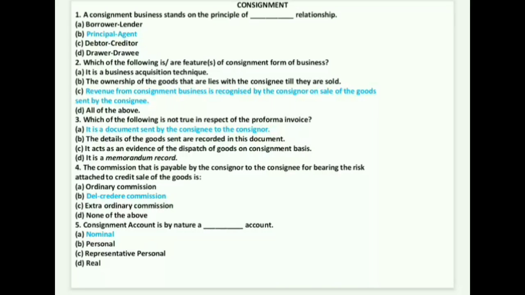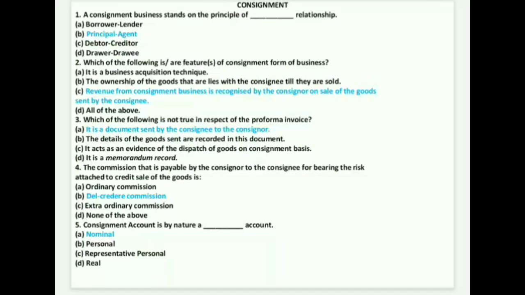Let's see question number 3 now. Which of the following is not true in respect of pro forma invoices? A, it is a document sent by the consignee to the consignor. The details of goods sent are recorded in the document. It acts as evidence of dispatch of goods on a consignment basis. It is a memorandum record. Well, talking about pro forma invoices, option A will be the correct answer. It is a document sent by the consignee to the consignor. Talking about the consignment chapter, the pro forma invoice is the document sent by the consignor to the consignee.